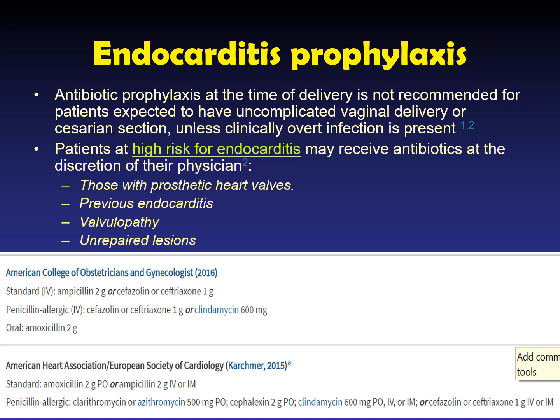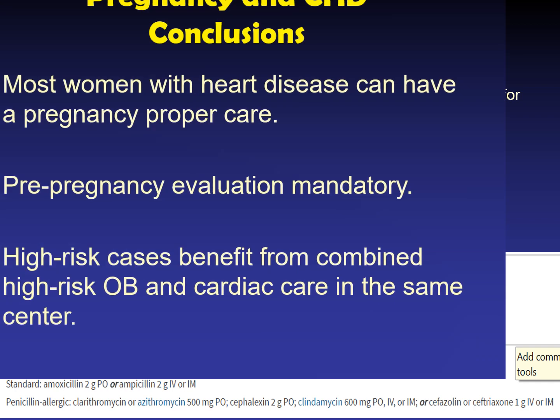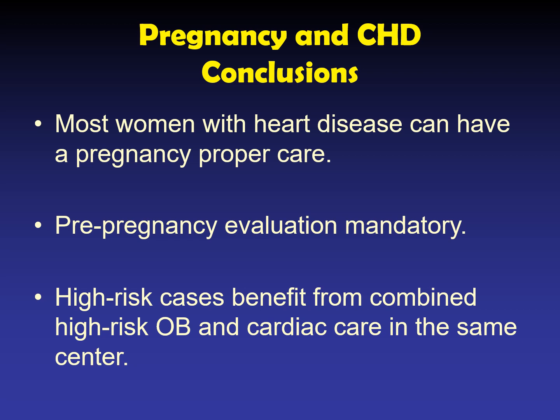For the American Heart Association, it is amoxicillin 2 grams or ampicillin 2 grams. Penicillin allergic would be clarithromycin or azithromycin, along with clindamycin, cefazolin, and ceftriaxone. In conclusion, most women with heart disease can have a pregnancy with proper care, and pre-pregnancy evaluation is prudent. High-risk cases benefit from combined high-risk obstetric and cardiac care in the same center.